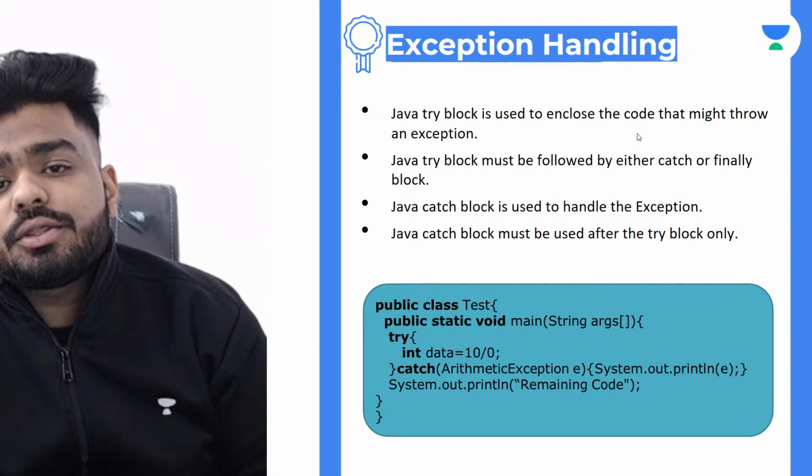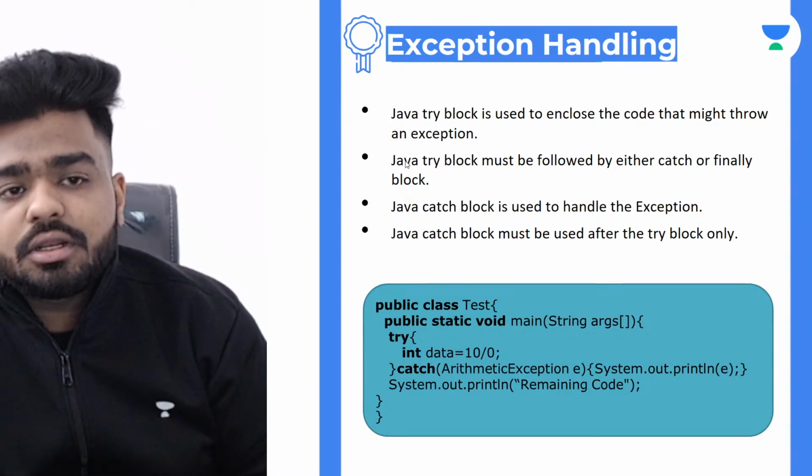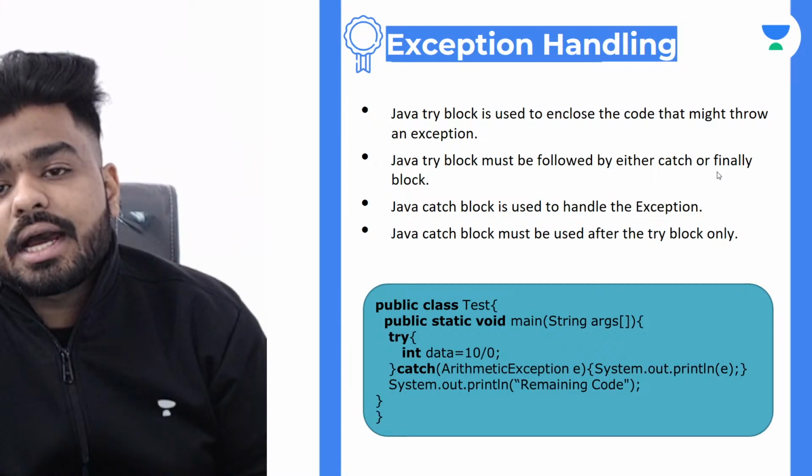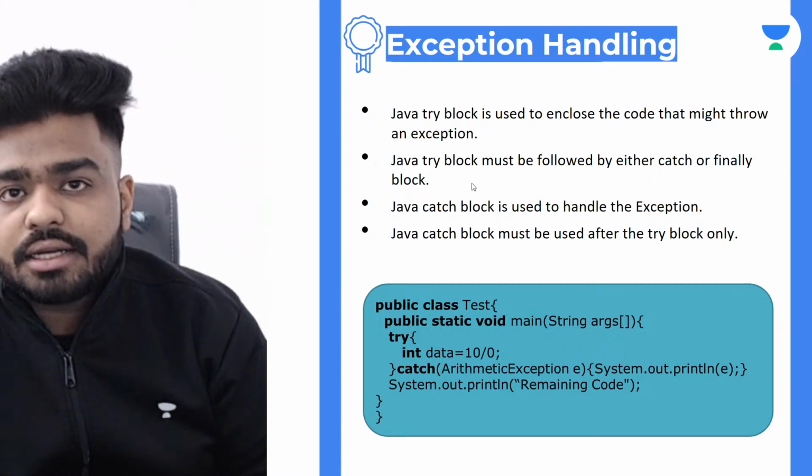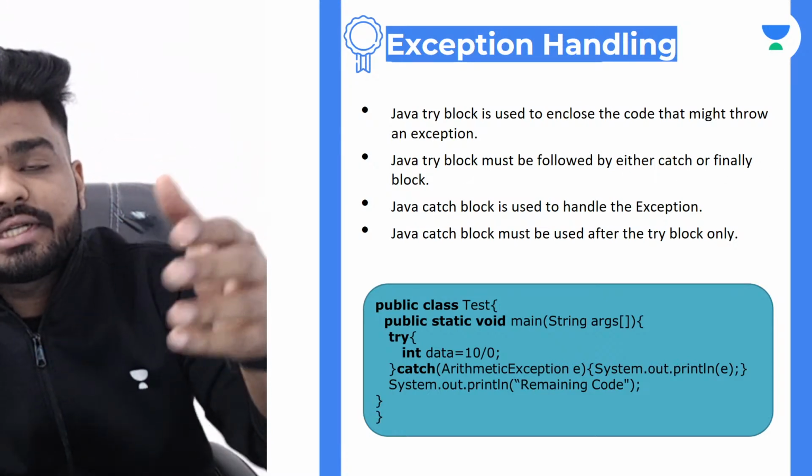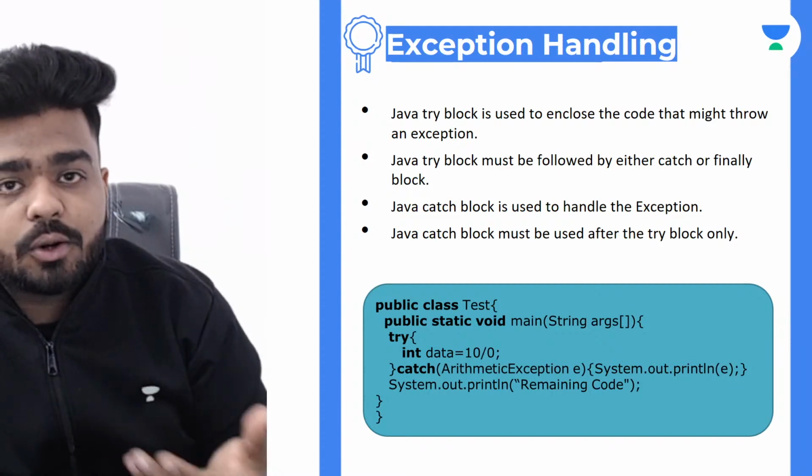So Java try block is used to enclose the code that might throw an exception. Java try block must be followed by either catch or finally block. We have seen that. You cannot write catch block first and then try. No, don't do that. You cannot do that.